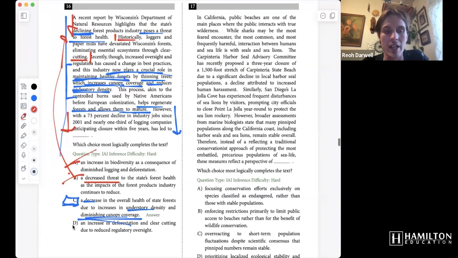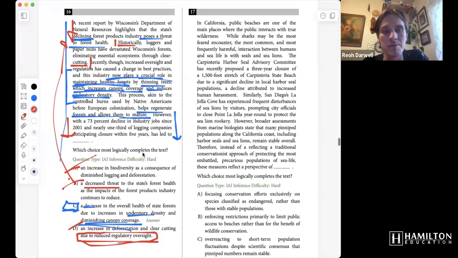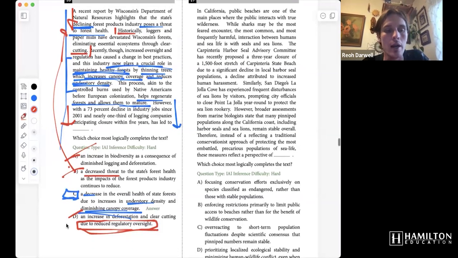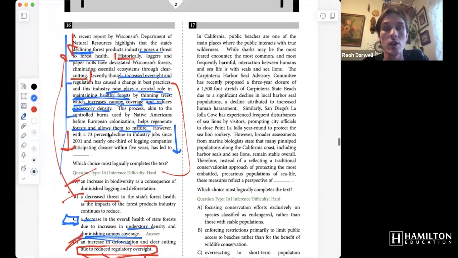And then finally, D, reduced regulatory oversight isn't talked about here. So while reducing regulatory oversight would increase deforestation and clear cutting, which is what some nefarious cretins who exist for some reason on this planet would want, they are wrong. Either way, reduced regulatory oversight is not something that's talked about in this whole section, right? It's actually maybe referred to a little bit here, but we're not losing regulation, we're losing jobs. So that's how we arrive to C for 16.